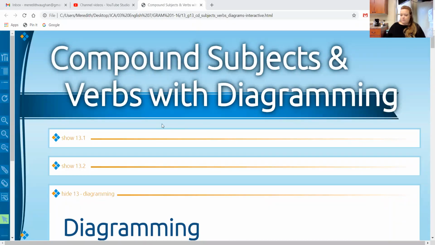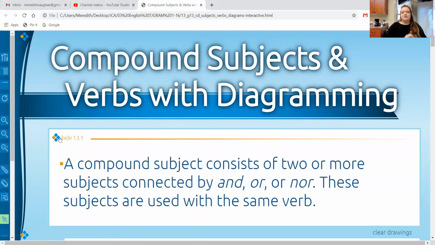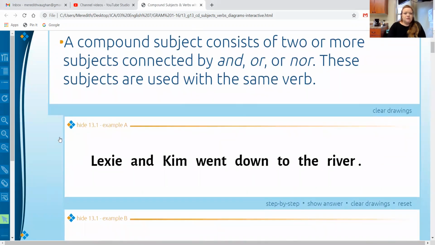As you can see, if you have your textbook open to page 52, this is your grammar and composition book. So unit 4, page 52, we first see that a compound subject consists of two or more subjects connected by and, or, nor. These subjects are used with the same verb. So let's work through some examples.